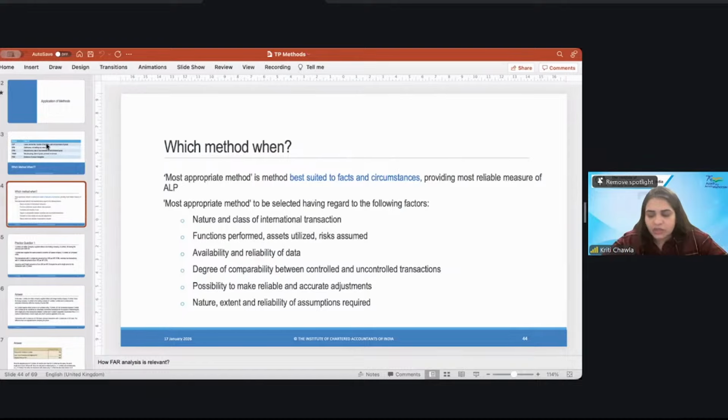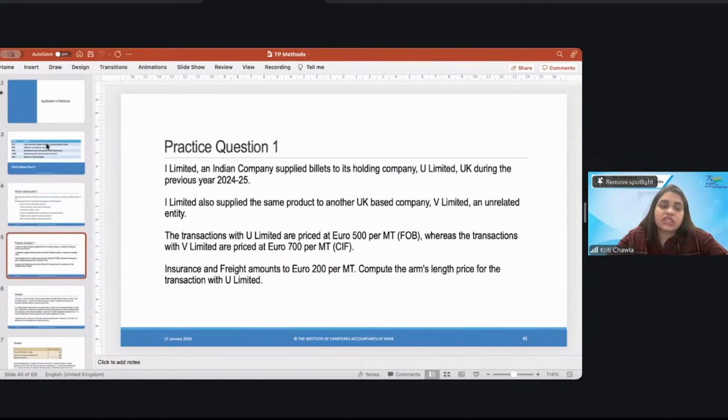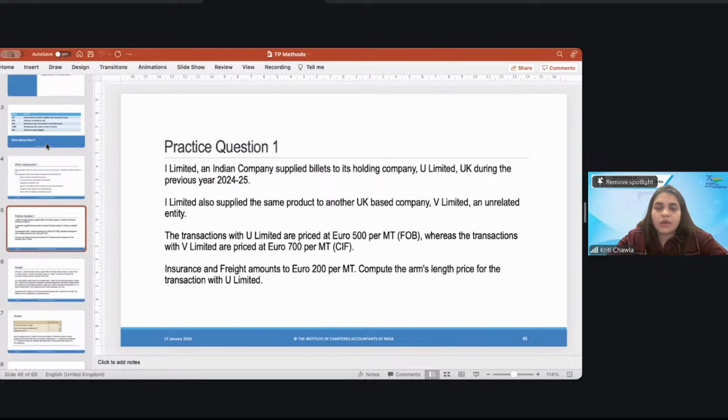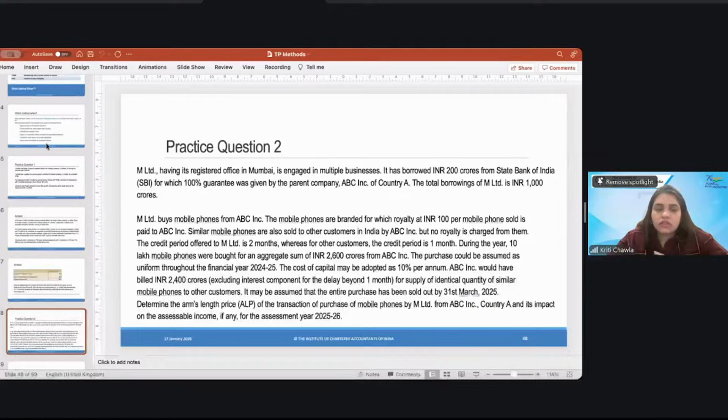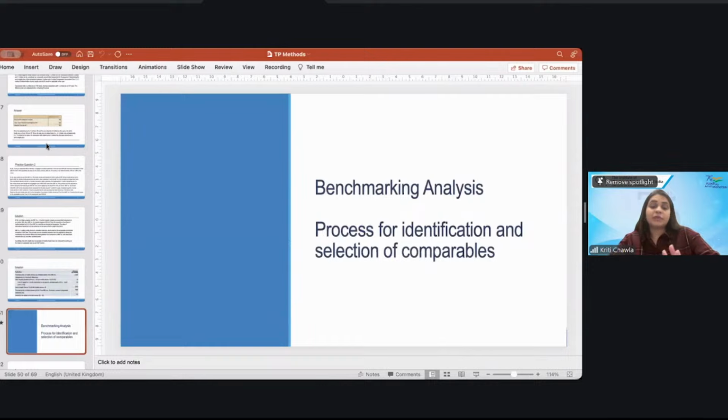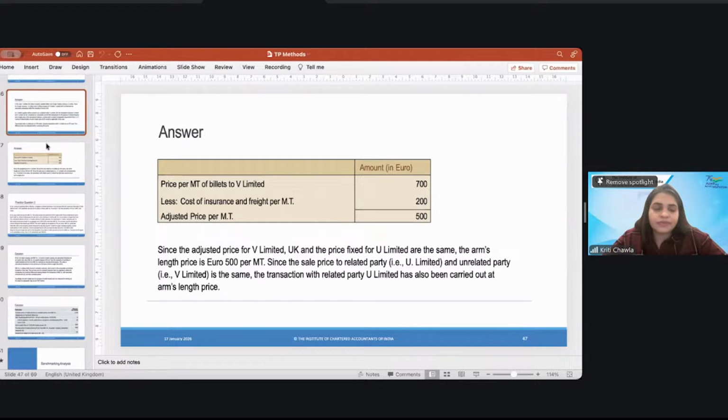Any questions with respect to the methods? With this, we finish all the methods for the purposes of calculating the arm's length price. Now I have two practice questions for you. This is the first one. And the second one is to help you ascertain which method is applicable when, and how you calculate ALP when it does not give you a perspective on which method is to be used.